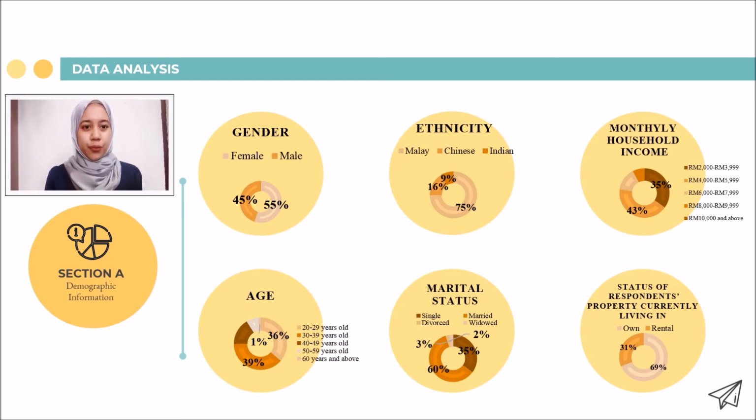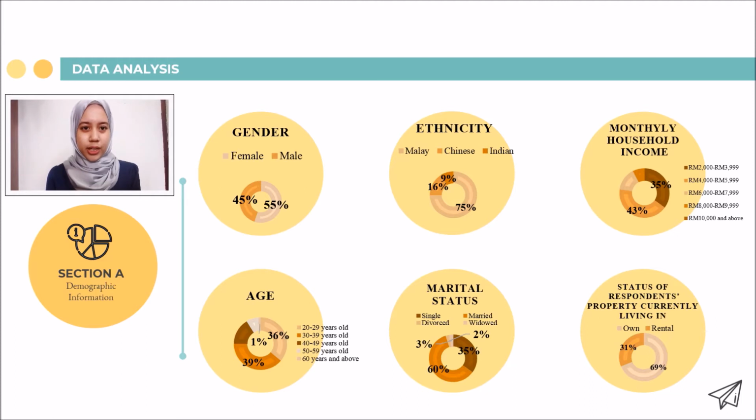The next figure is regarding the monthly household income of the residents. The majority of respondents who were involved in this questionnaire were in the monthly income range between 4,000 ringgit to 5,999, with 43%, followed by the group with household monthly income between 2,000 to 3,999 ringgit, at 35%. However, this figure also shows zero response from respondents with monthly income of 10,000 and above.